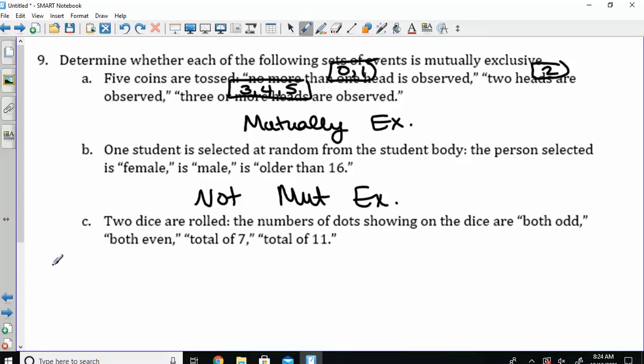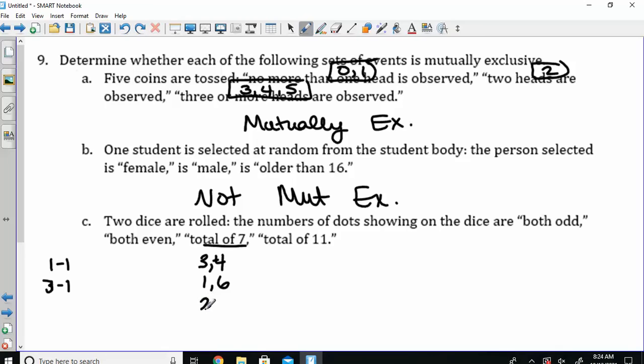Okay, 2 dice are rolled. The number of dots showing are both odd. So that means you could have a 1 and a 1, a 3 and a 1, a 5 and a 1. You get the idea, right? 2 odd numbers. 2 even numbers. A total of 7. When you roll dice, what kinds of things add up to 7?